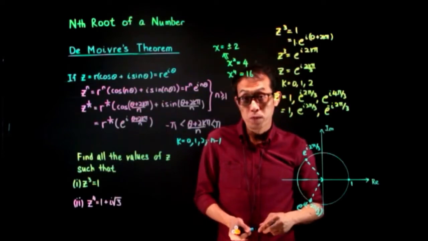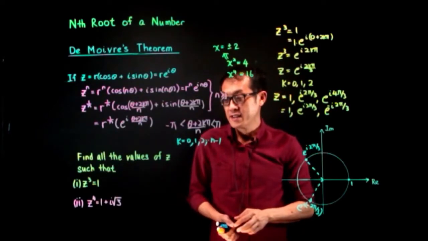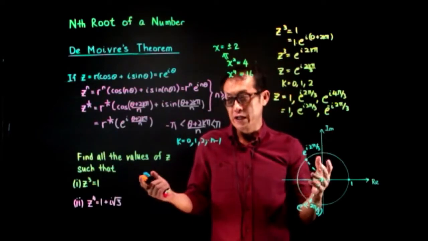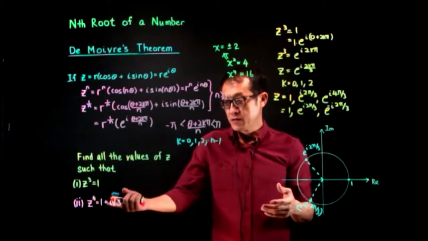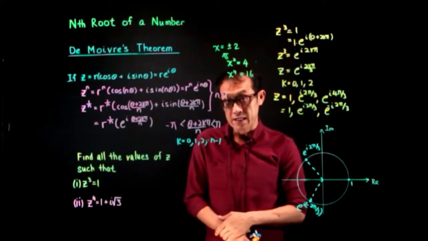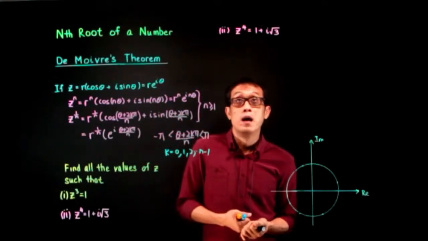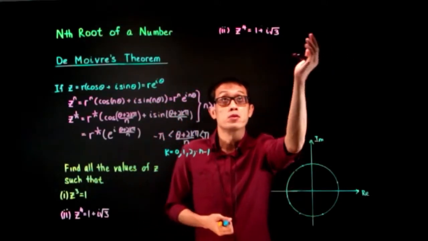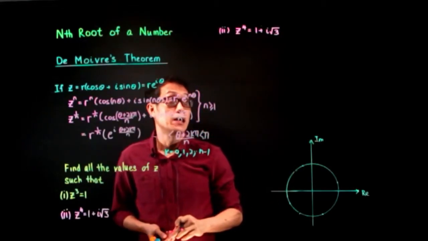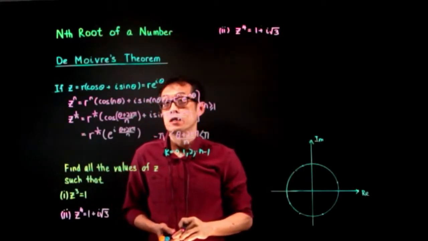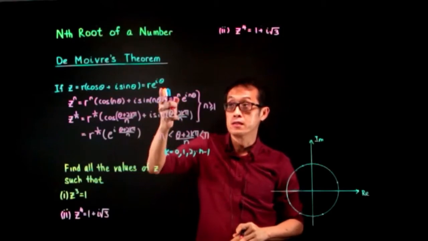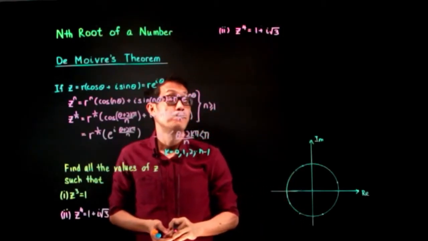We shall move on to part 2, but before that, I need to erase the board to create some space for the working for this question. Part 2, z to the power of 4 is 1 plus i root 3. Now let's express this in Euler's form.